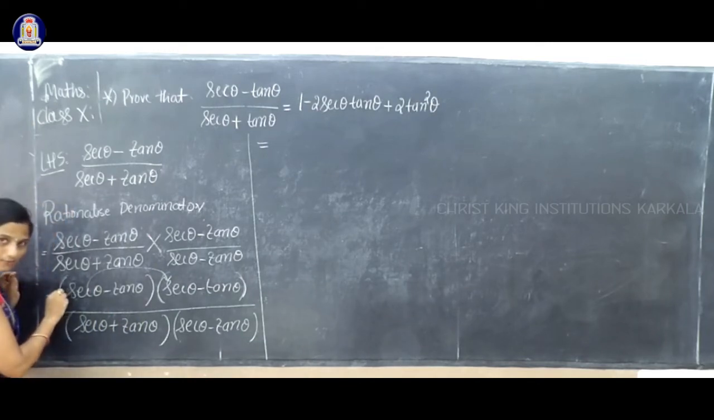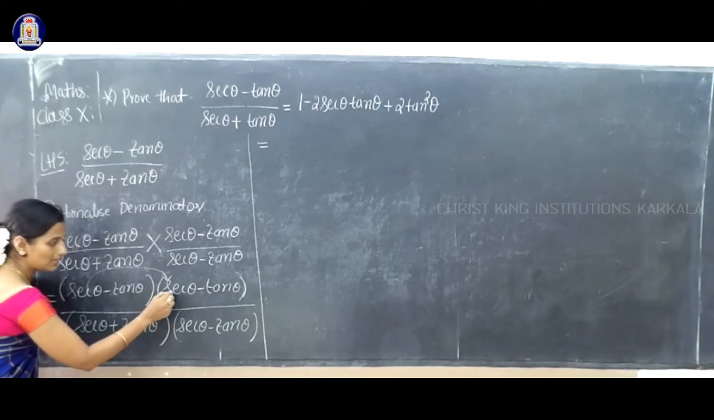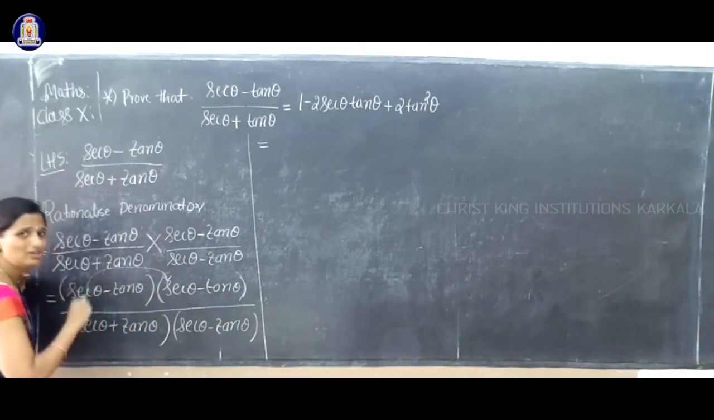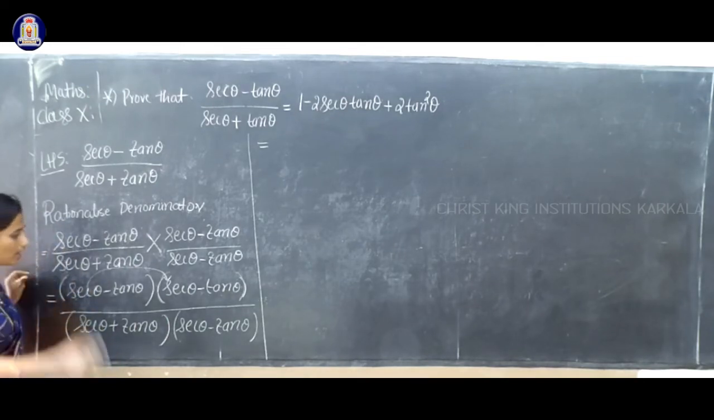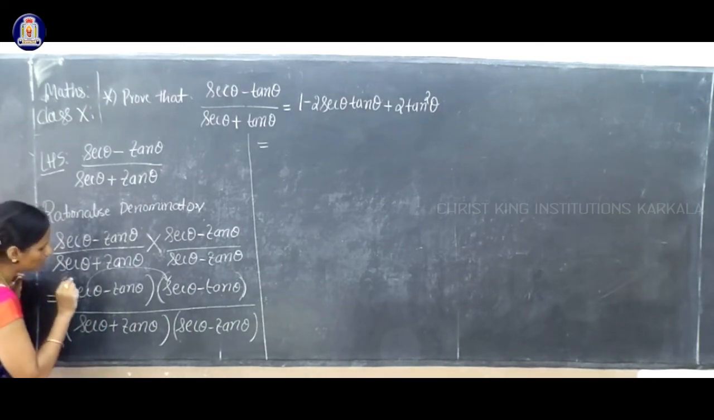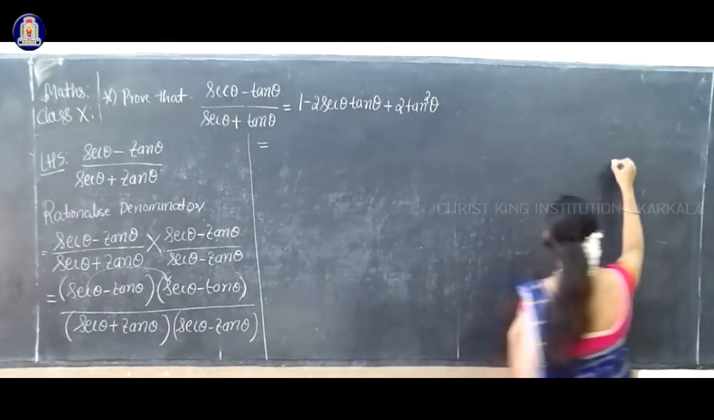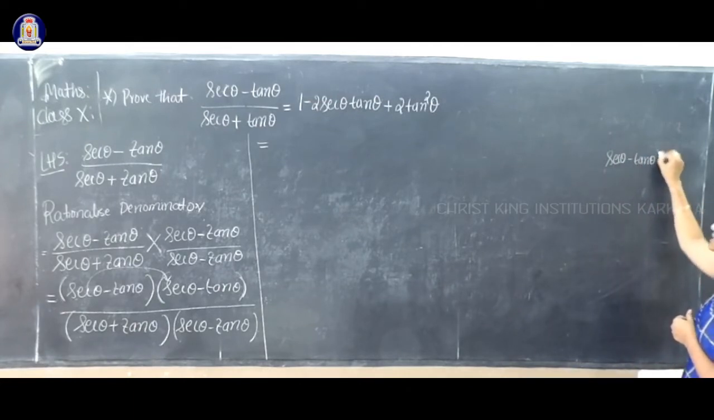Try to understand. It is in the form of secant theta minus tan theta. See the first bracket, now see the second bracket: secant theta minus tan theta. Same, it is repeated 2 times. That means A into A is A square. So now this changes as secant theta minus tan theta whole square. Is it right or wrong?